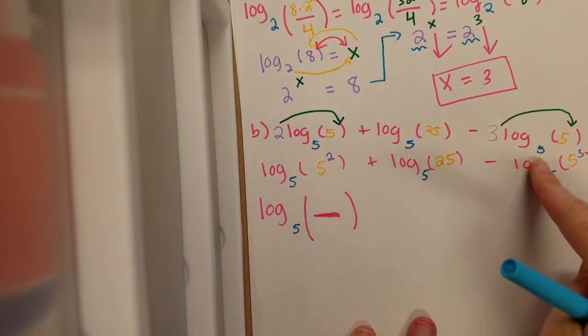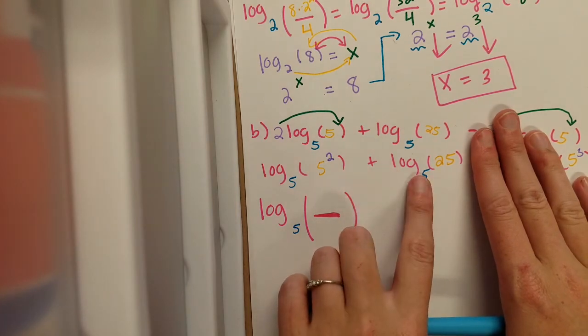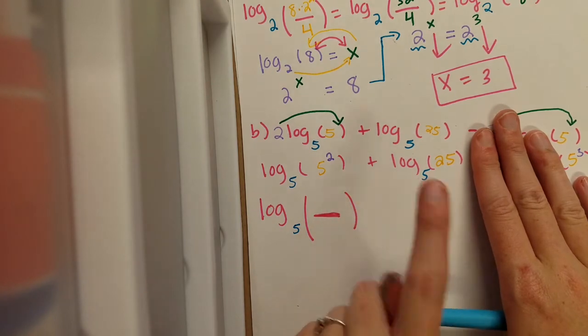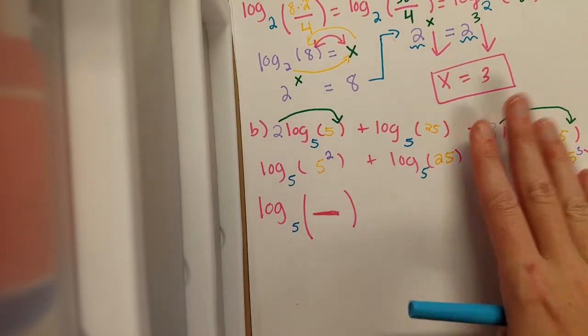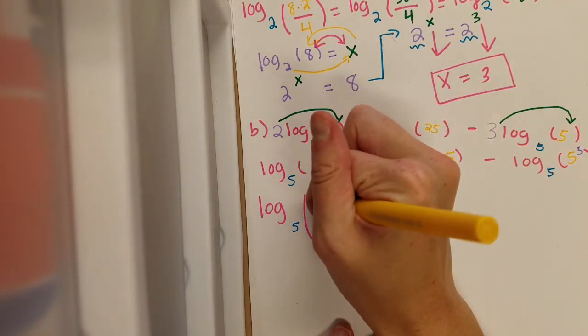Okay, we work our way from left to right. The first 2 logs are adding, so that means we're going to use the product property, which means we multiply these 2 together. So we have 5 squared times 25.